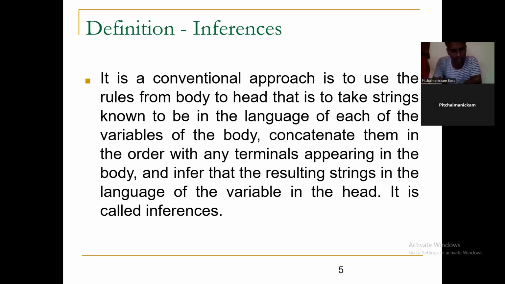So the first one is inference. What do we mean by inference? It is a conventional approach that applies the set of rules from body to head. It takes the strings known to be in the language of each of the variables of the body and concatenates them in the proper order, and it infers, or leads the information, to the variable of the head. That is called inference. So this is the exact definition of inference. Now how are we going to derive the input string with the help of the inference concept?